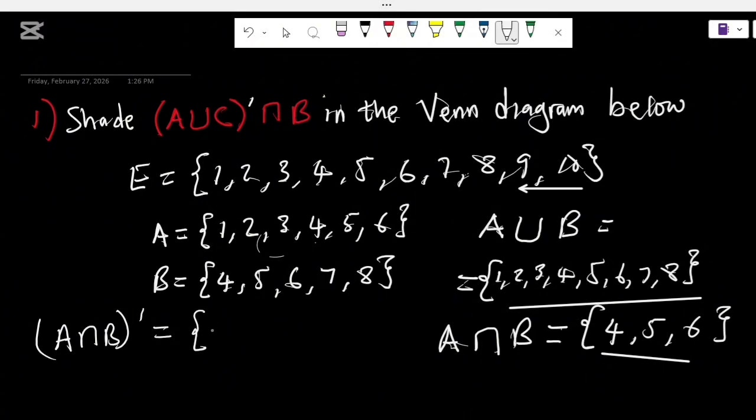And so we're going to have 1, 2, 3, and then 4, 5, and 6 shouldn't be included. So we're going to go to 7, 8, 9, and 10. So this is how you actually deal with union, intersection, and also the complement problems. So now let's go back to our question.